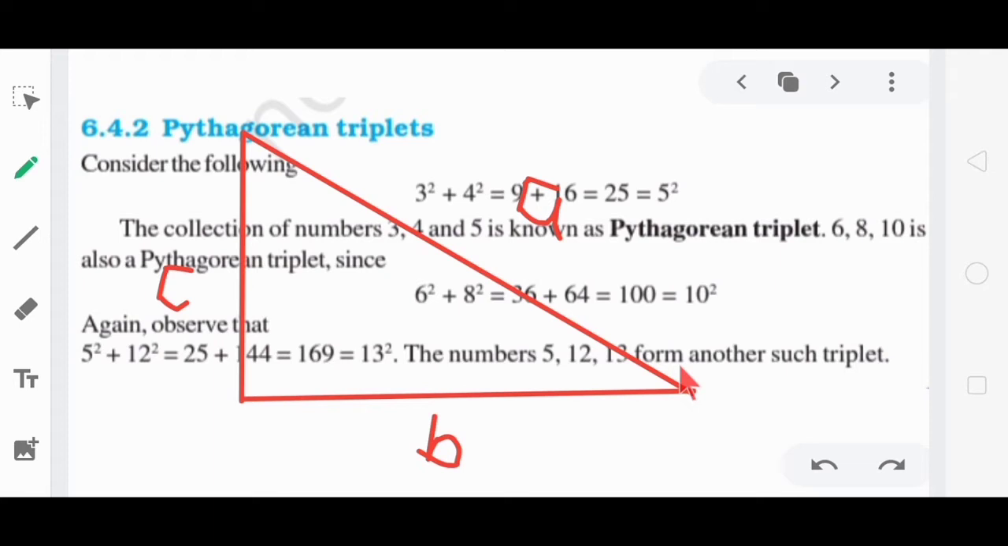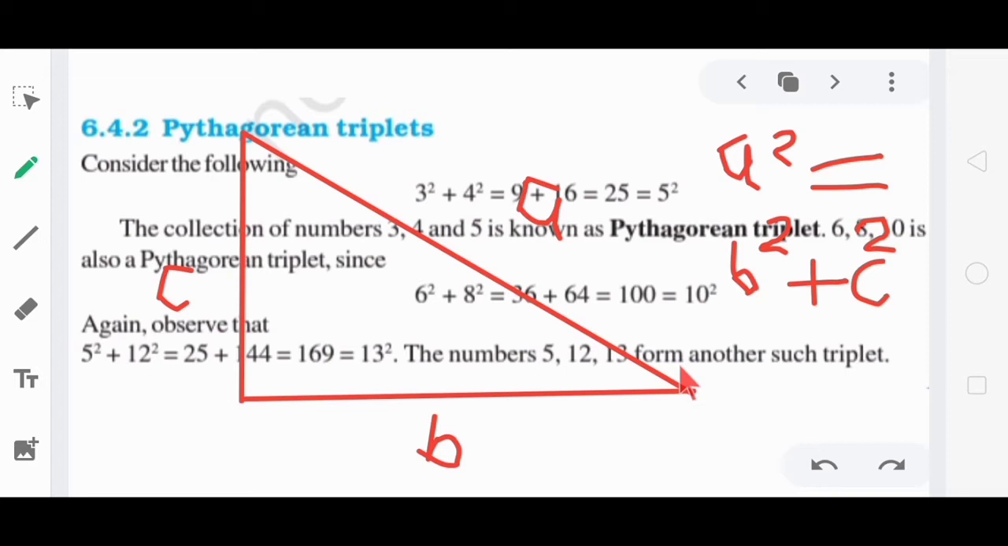So from Pythagoras theorem we have the square of this hypotenuse, a square, is equal to the sum of the squares of the other two sides, meaning b square and c square. Again, the square of the hypotenuse is equal to the sum of the squares of the other two sides or legs. It is called the side and it is called the leg. So b square plus c square.